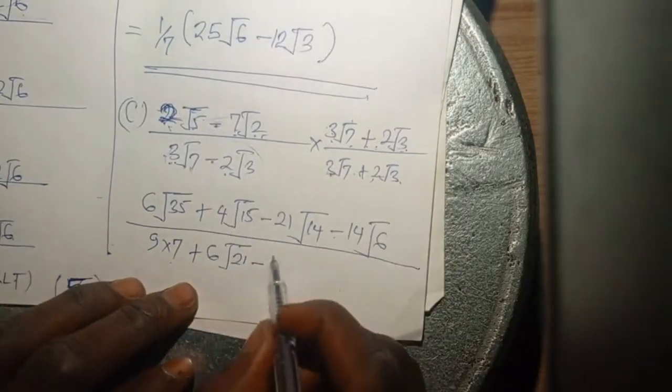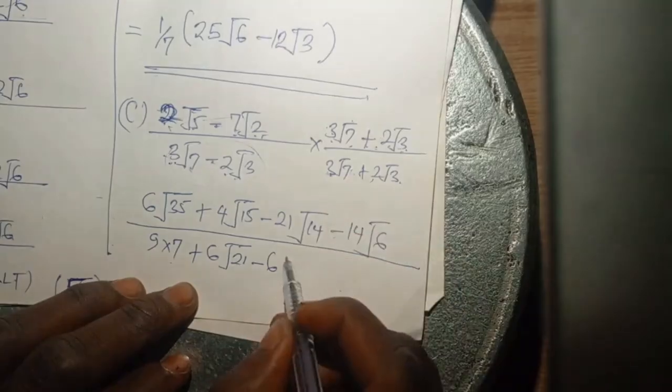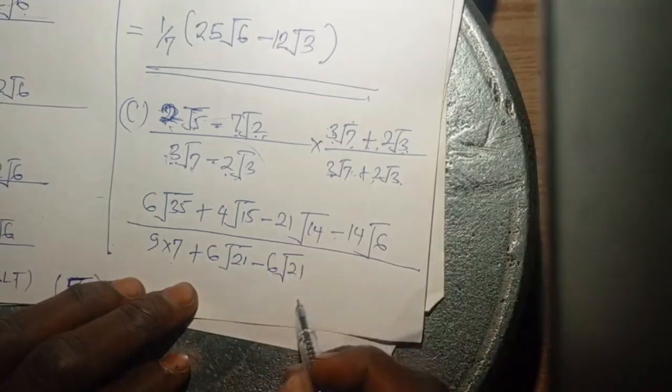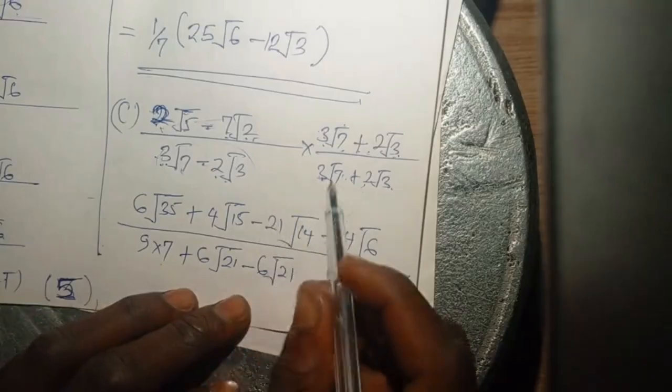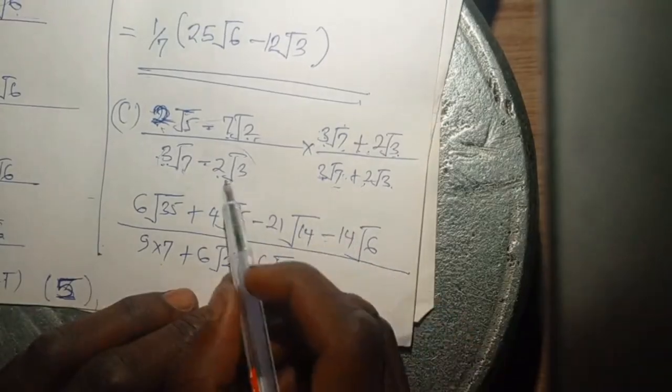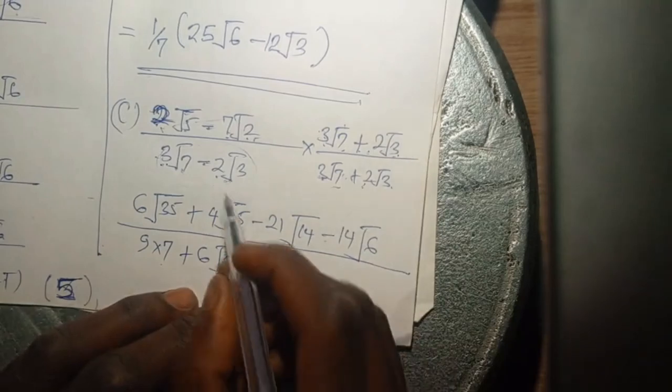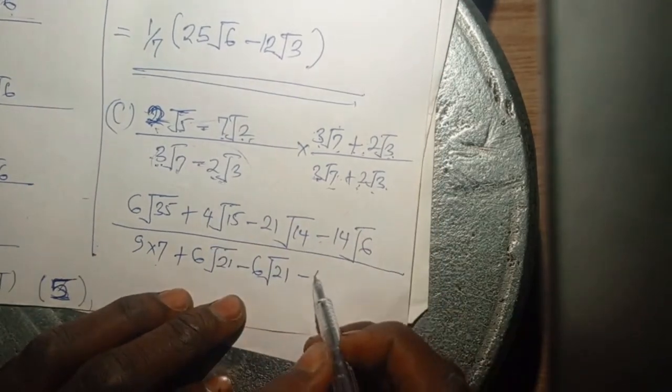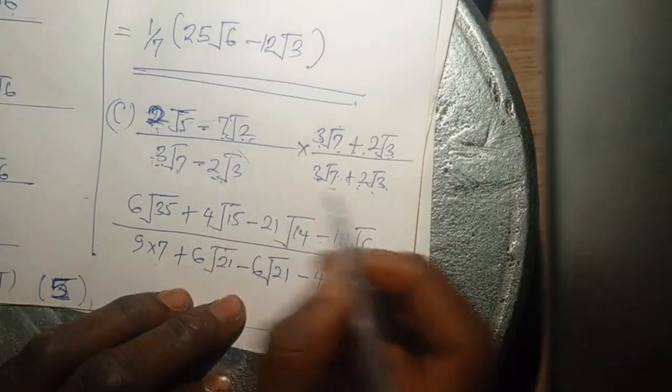2 times 3 is 6. Root 3 times root 7 is root 21. Right? I'm done with this. Minus plus is minus. 2 times 2, 4. Root 3 times root 3 is 3.